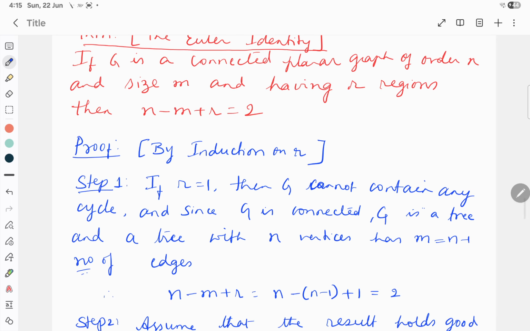So now in step 1, let us consider that the result is true for R equal to 1, or if R is equal to 1, let us prove the result for R equal to 1. If R is equal to 1, then G cannot be a cyclic graph. So that means G cannot contain any cycle. And since G is connected, G should be a tree. And a tree with n number of vertices has n minus 1 number of edges. All these things we have seen in the example.